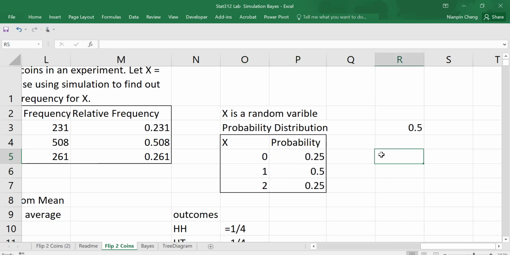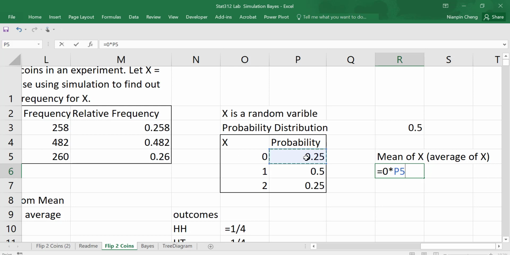So we can calculate on average what's the value of x. So we call this the mean of x, or you can say the average of x. Okay, that's equal to the value, the outcome multiplied by its probability, plus this value multiplied by the probability, plus the outcome value multiplied by its probability. That's equal to 1. Okay.